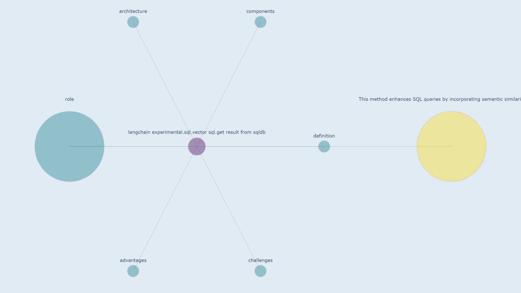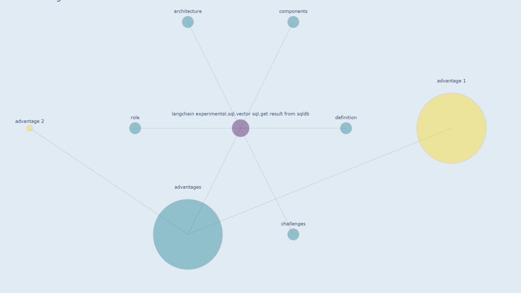Role. This method enhances SQL queries by incorporating semantic similarity search. It allows for more flexible and nuanced queries, going beyond simple keyword matching. For instance, instead of just searching for shoes, the method can understand queries like comfortable walking shoes or stylish running shoes.